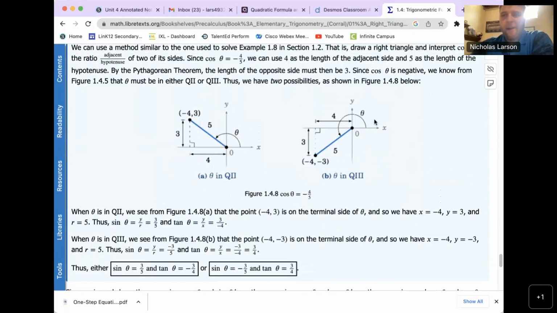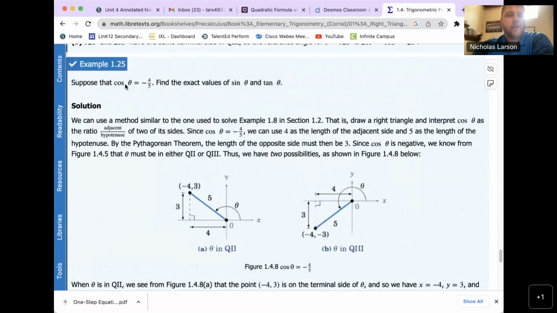Same thing over here, because again, I might have more than one answer. This time my sine is opposite over hypotenuse. This time this is a negative 3. My hypotenuse is still 5. And then when I do opposite over adjacent, I'm going to get negative 3 over negative 4, where the negatives cancel out and give me positive 3/4. So just given that cosine is equal to negative 4/5, I'm able to find sine theta and tangent theta.